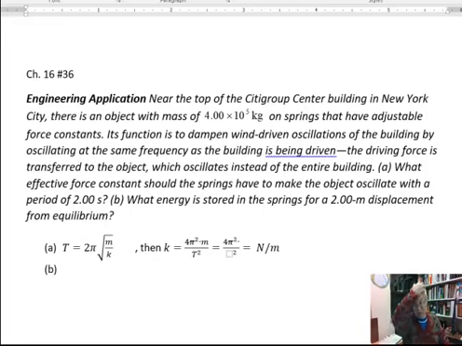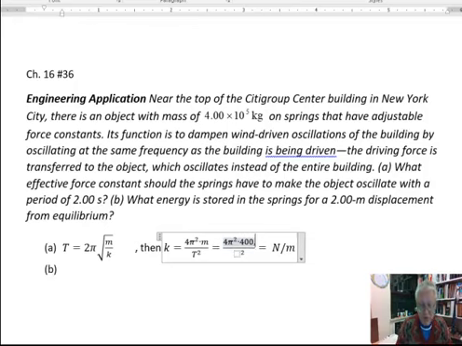so let's get back to the problem. Yet another problem where you're supposed to figure out what the spring constant is. So here we go. It turns out it's the same equation and the same algebra, so I'm not going to do that again. You just saw me do that. I'm basically just going to plug in the numbers.